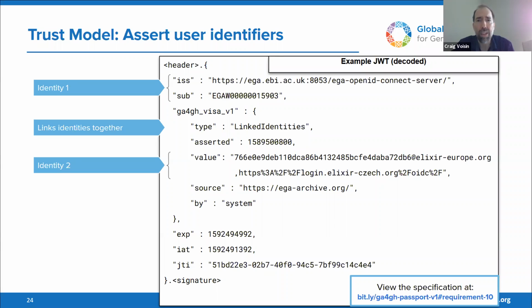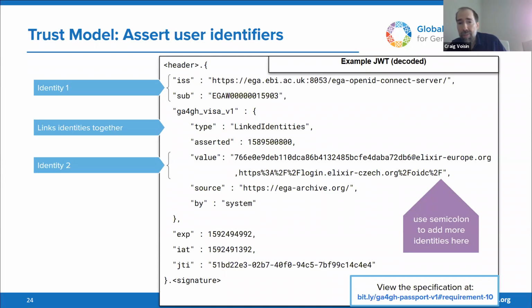And so here's one identity, and there could also be more than one. So Mikhail, if you could just forward. So you can put a semicolon and add more here. And so how you would interpret this is, according to identity 1, according to the issuer of this visa, these multiple accounts, these multiple identities are the same person.